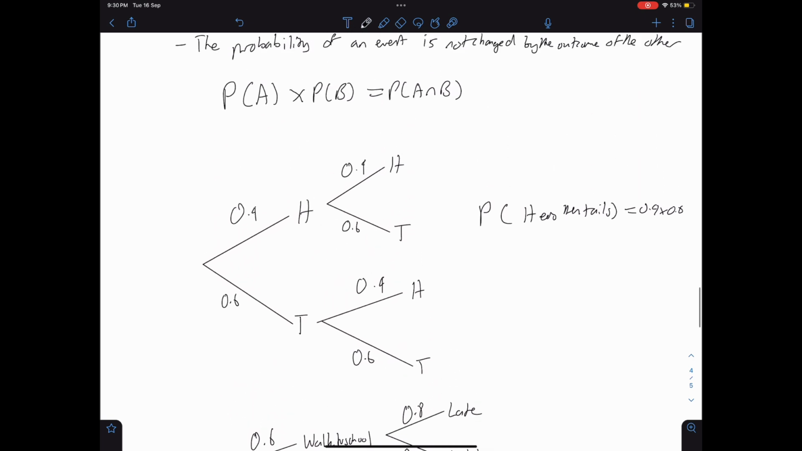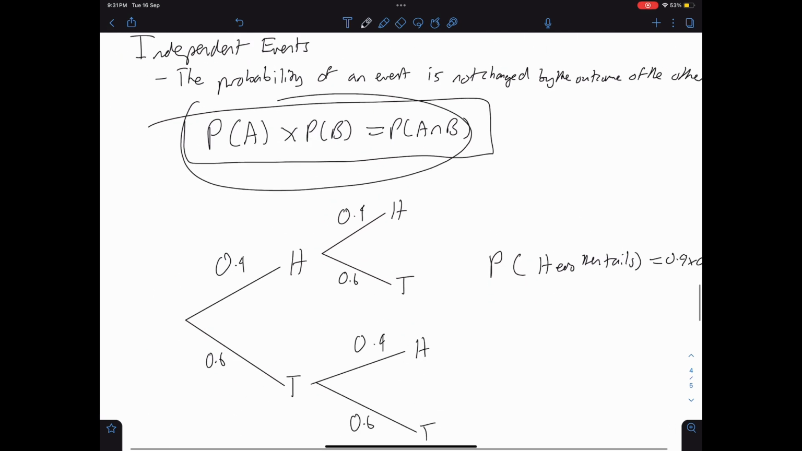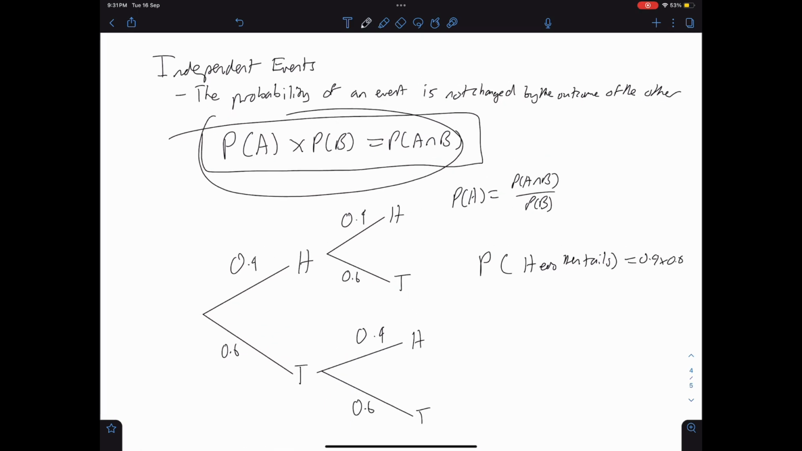Most events are not independent, and you may be asked to show if things are independent or not. Basically you would compute P(A) times P(B) and see if it equals P(A intersect B). If it doesn't, they're not independent. But if they are equal, then it is independent. Also, if you know that they're independent, you could do things like P(A) will equal P(A intersect B) over P(B) and stuff like that.